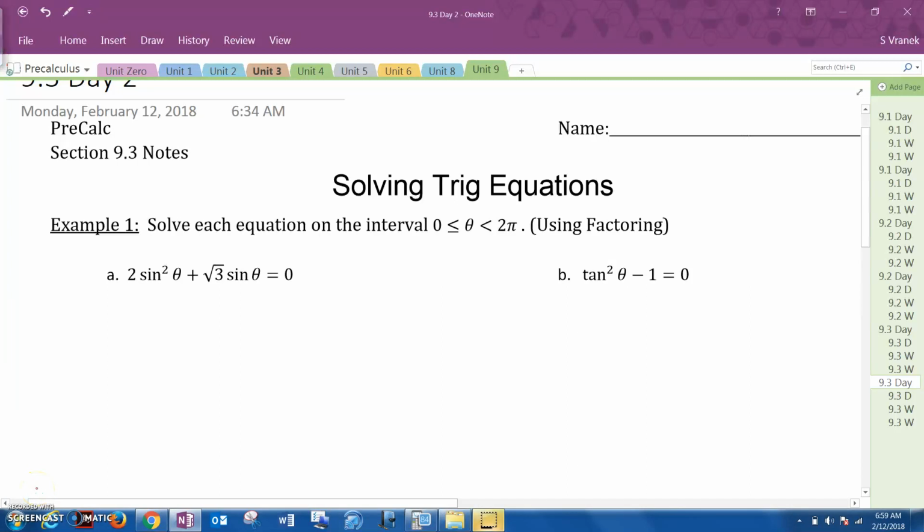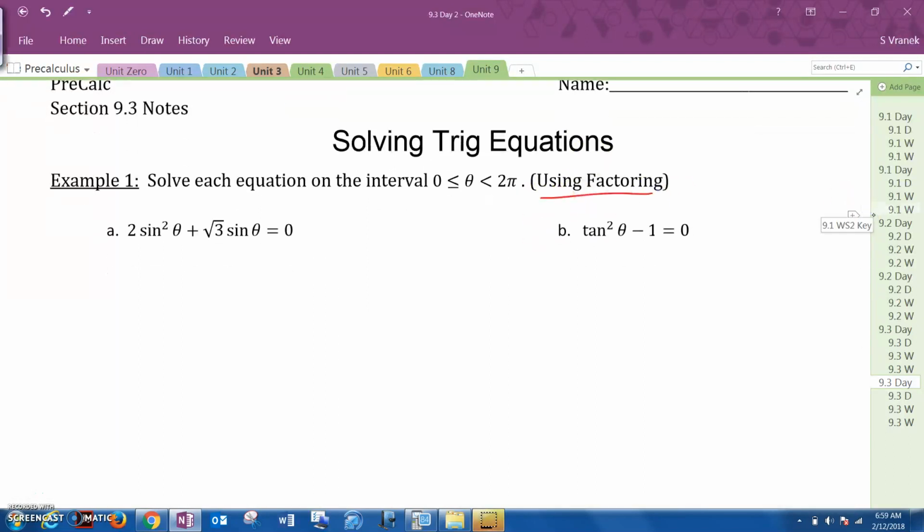Alright class, so we're doing the same thing we were doing yesterday, except we are now going to solve by factoring instead of just solving for the variable. One way to make it easier on yourself, if you look at letter A, and notice how we're between 0 and 2 pi again, is instead of having sine squared theta and sine theta, just change those to letters. So I would say 2s squared plus root 3s equals 0.